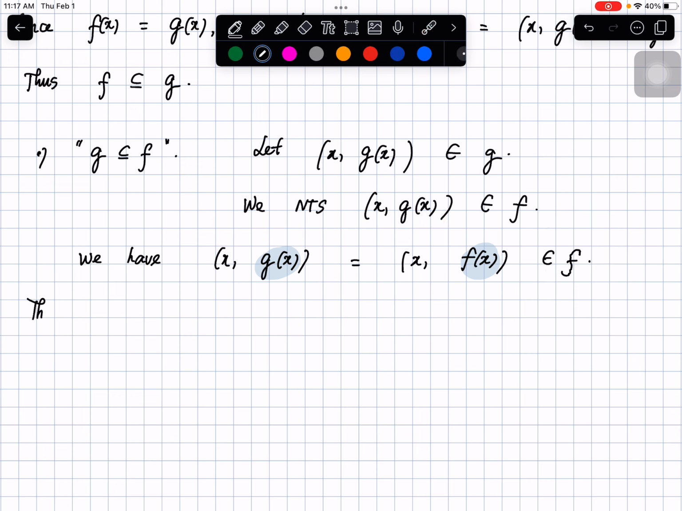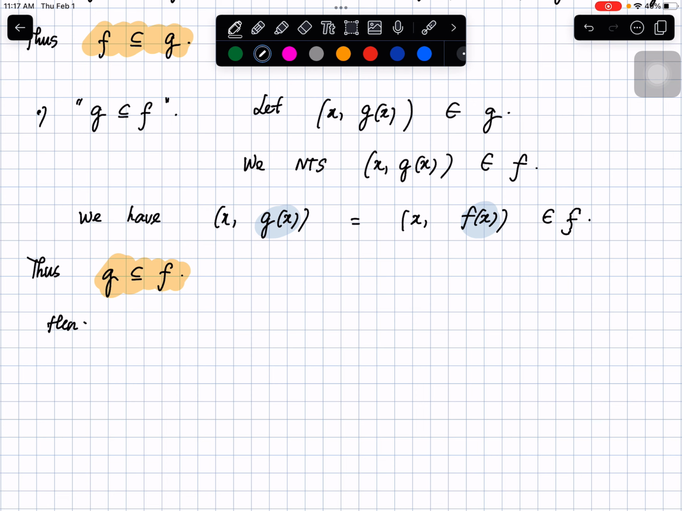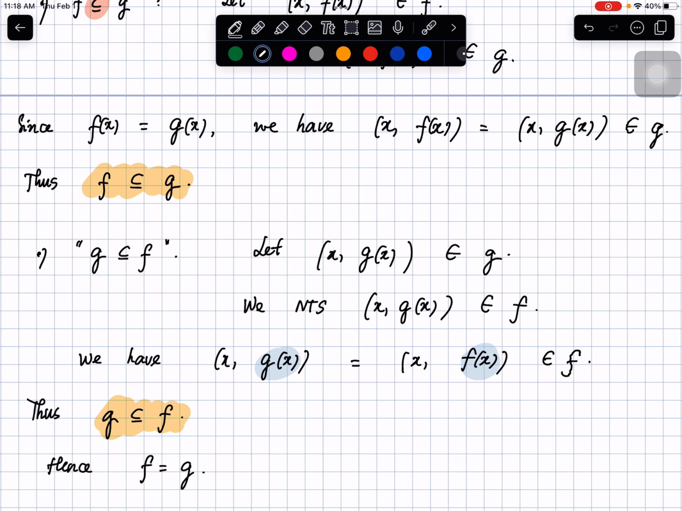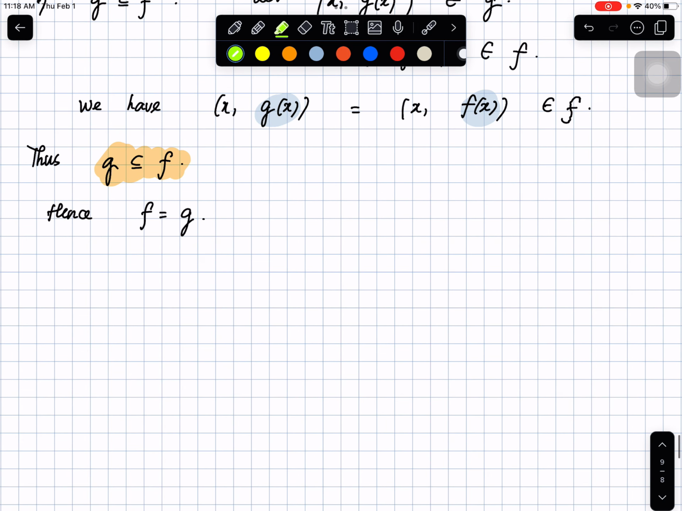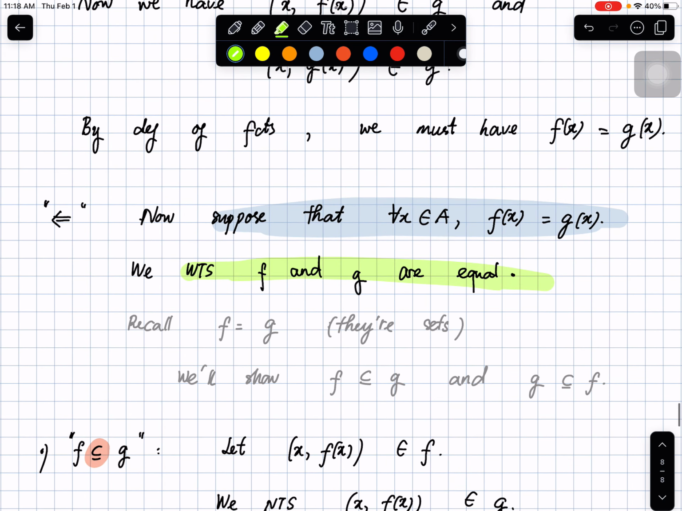And this means g is a subset of f. So we did prove this part: f is a subset of g, and g is a subset of f. Hence f equals g, which is the main part that we need to show, which is what we need to show. f equals g. f and g are equal.